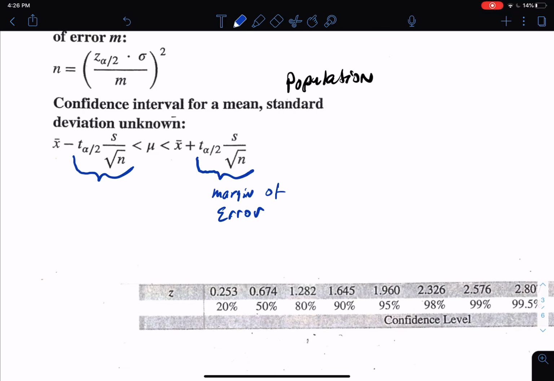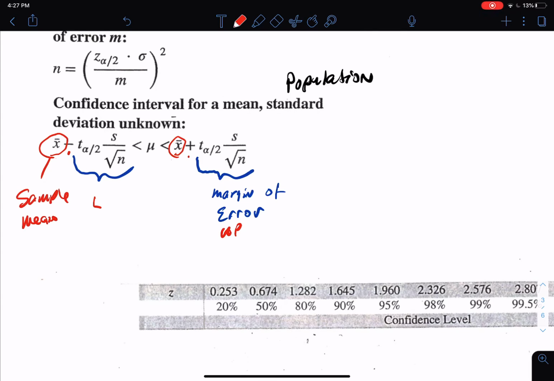Margin of error that we have to capture. And we still have our sample mean. So we have our sample mean minus the margin of error, and we have our sample mean plus the margin of error. And that gives us the lower bound of our interval and our upper bound of our interval.